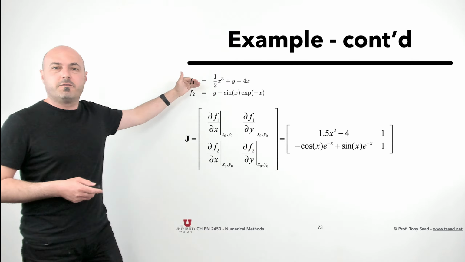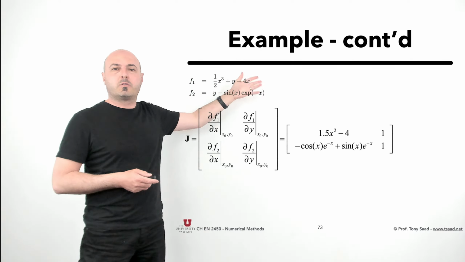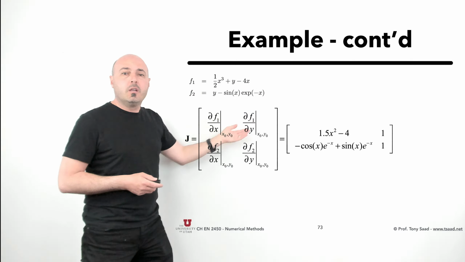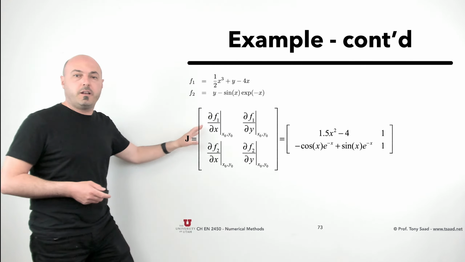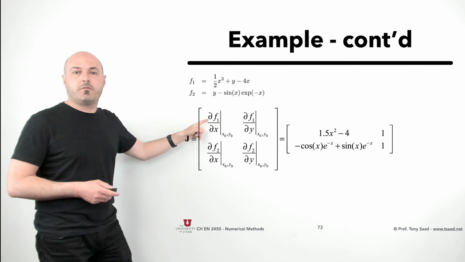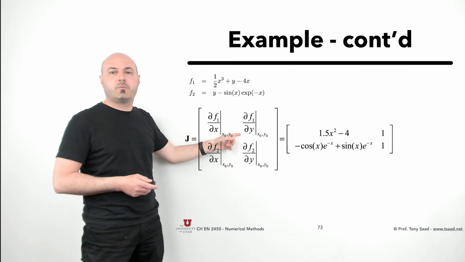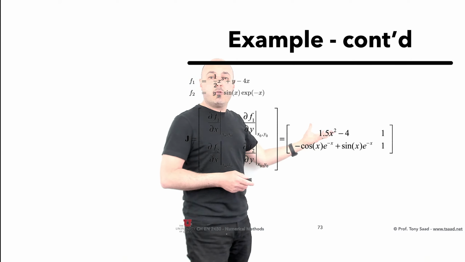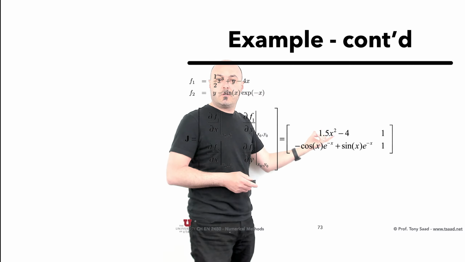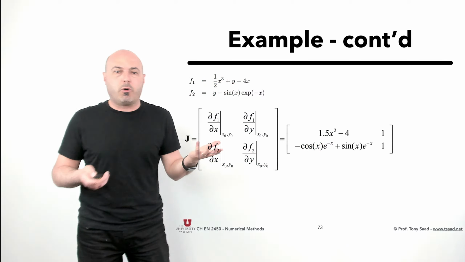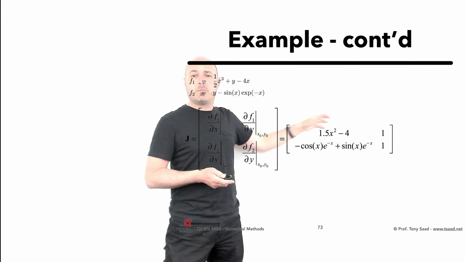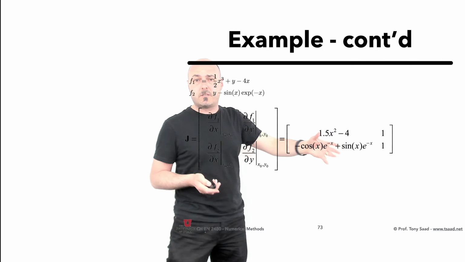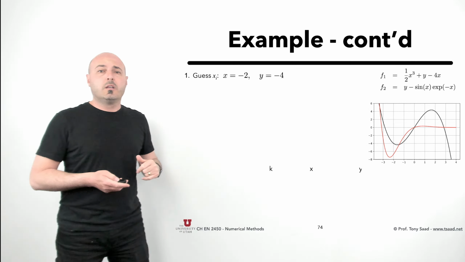This is f1 for half x cubed plus y minus 4x, and this is f2. First step is you calculate your Jacobian analytically, and simply fill in the blanks over here. You take the derivative of f1 with respect to x, f1 with respect to y, and so on. Now, you do it analytically in general, because at this point you don't know what x0 and y0 are, okay? Once you know them, you just simply substitute in this matrix, you evaluate the matrix, you solve a system of equations, and repeat, okay? So here's an example.